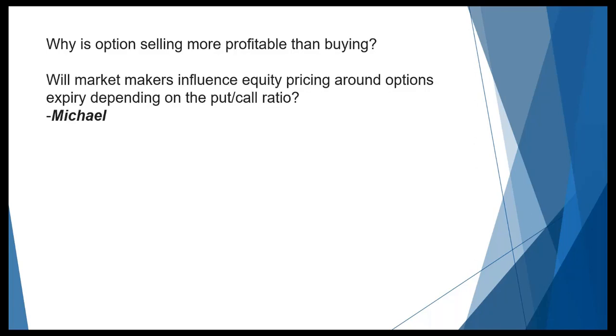Now, there's a second part to this question. Michael asks, will market makers influence equity prices around options expirations depending on the put-call ratio? Well, I don't think the word influence, Michael, is right here. What we do see as we get towards that expiration day is market makers will do something called an arbitrage. They will make a bid and ask based on where they could sell or buy an option where they can be neutral to price direction, right?